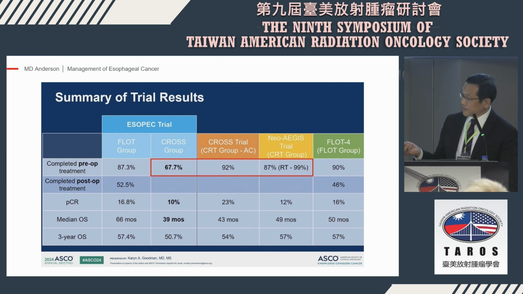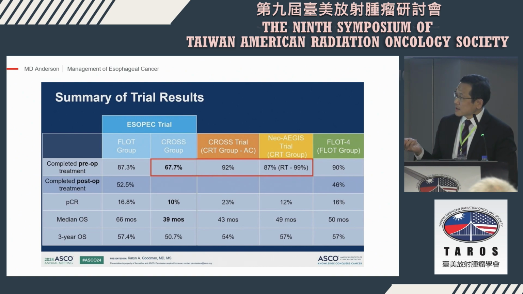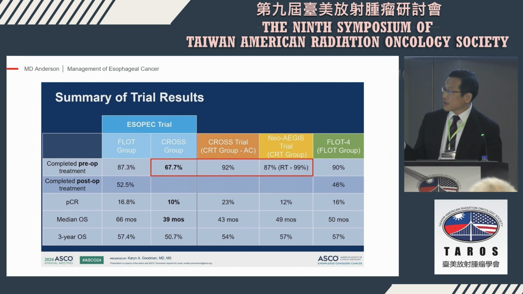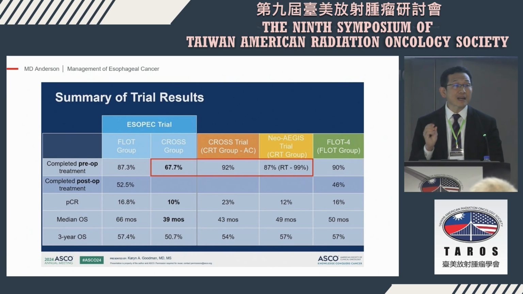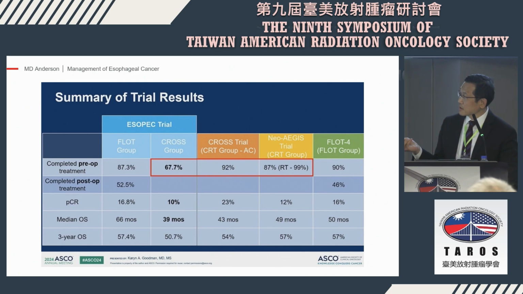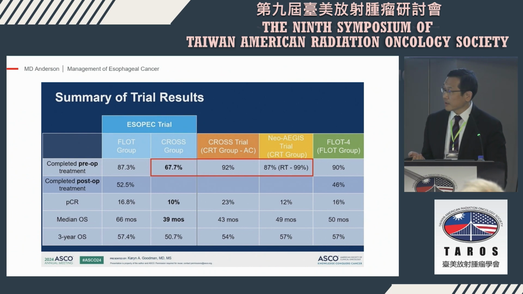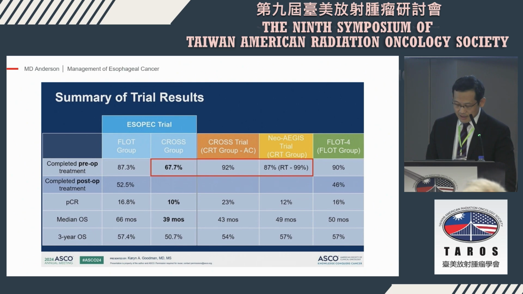However, this is one of the discussion slides from Karen Goodman at ASCO. You can see the limitation of the ESOPEC study is that the compliance rate in the CROSS arm was significantly worse. Compliance was only 68%, meaning about 32% of these patients did not even complete the radiation, with much higher compliance in the FLOT population. And as you can all see, the pathologic CR rate is 10%. You never typically see chemoradiation have a worse pathologic complete response than chemotherapy. So this is a very surprising result that we have never seen.